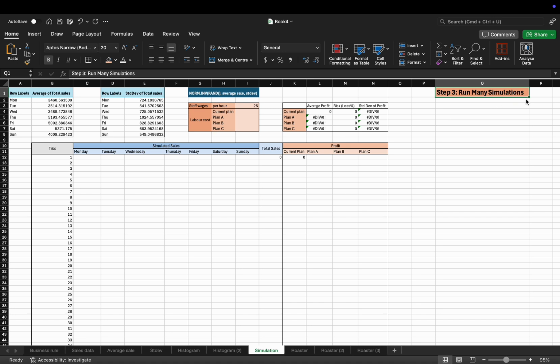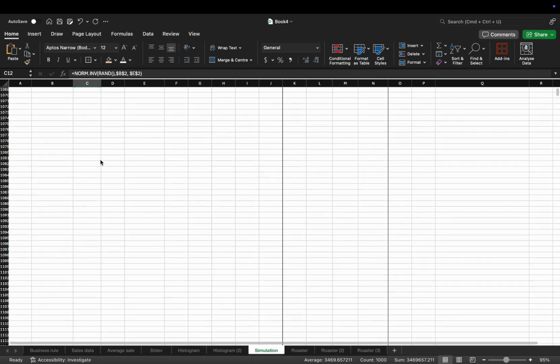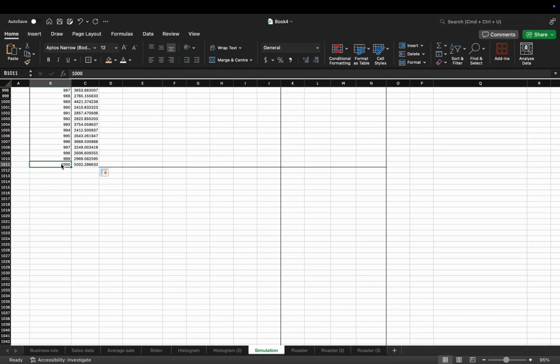Now let's move to step 3. As I mentioned before, the sales are normally distributed. So we're going to create random sales values to represent different possible days using the formula NORM.INV, then RAND, then the average sale, then the standard deviation. Because we have 7 days of the week with different average sales and standard deviations, we have to create a simulated sale for each weekday instead of the whole week. This helps us to adjust our roster more accurately.